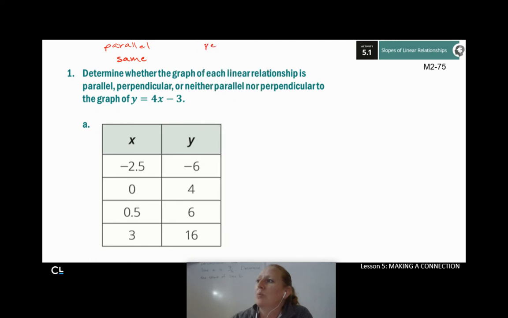Perpendicular lines, the slopes were opposite reciprocals. You remember this? Is this bringing back some memories? I hope it is. So let's start by finding the average rate of change.